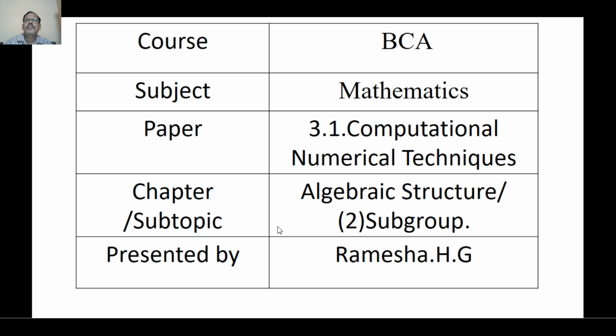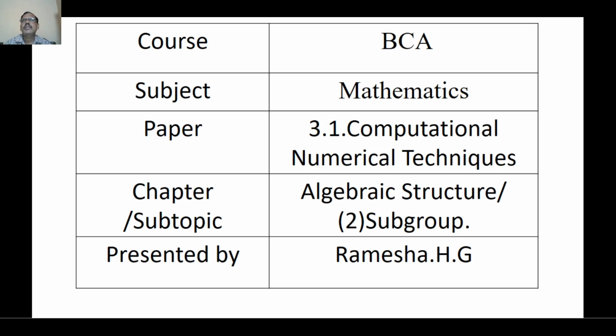Group means an algebraic structure with one or two binary operations is called an algebraic structure. An algebraic structure with a binary operation star is called a group if it satisfies the following properties: closure, associative, identity, and inverse property. It is called an abelian group if it satisfies the commutative property also.